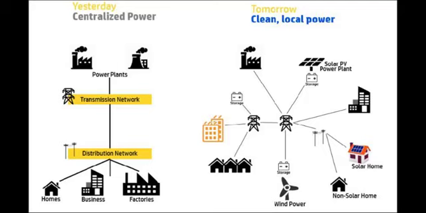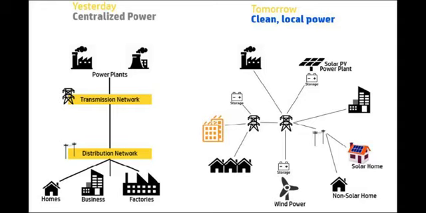B. Small wind turbines. Small-scale wind turbines can be installed on individual properties or in community wind projects to produce electricity locally. C. Micro hydropower. Small hydroelectric power systems can be implemented in rivers or streams to generate electricity for nearby communities. D. Biomass energy. Biomass power plants on a smaller scale can use organic waste to produce electricity for localized use.